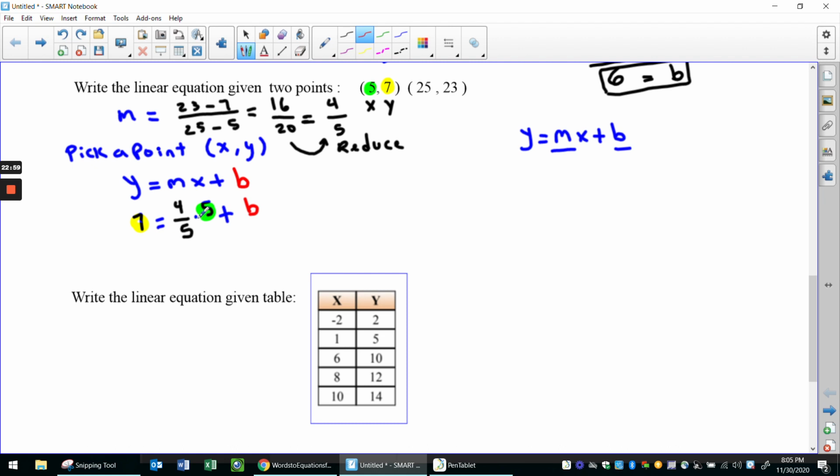Well, 4 over 5 times 5, you can cross-simplify these two. You see that? So cross-simplifying these 5s, you'll get a 4 on the top. So of course substituting 7 in for y as well, we'll get 7 is equal to, now the 5s canceled out here, so 7 is equal to 4 plus b. And we can see that we're solving for b. We're going to subtract 4 from both sides. And we solve for b, which is 3.